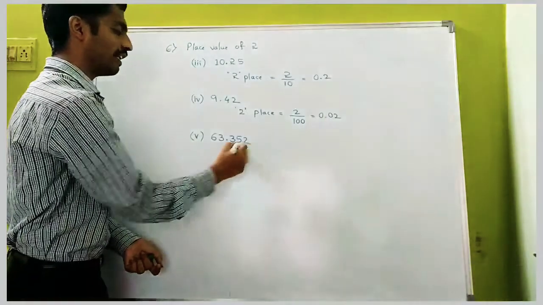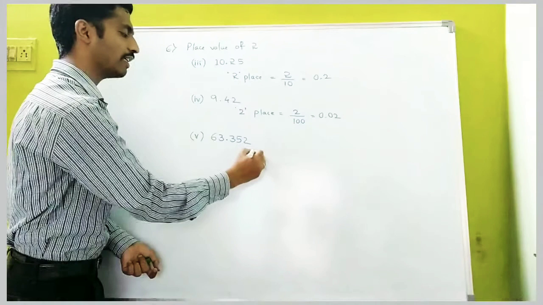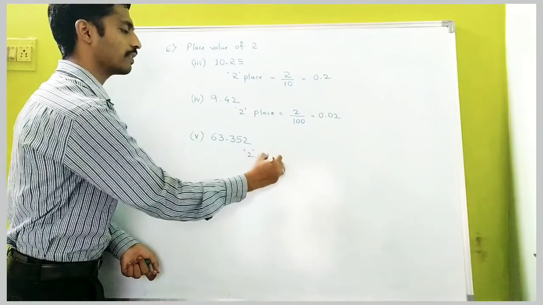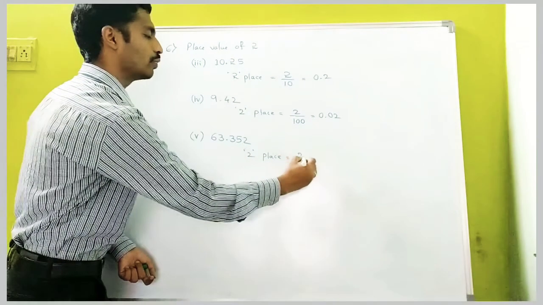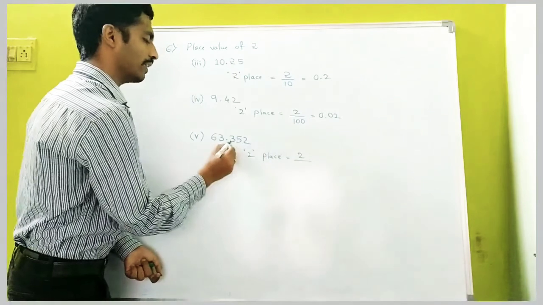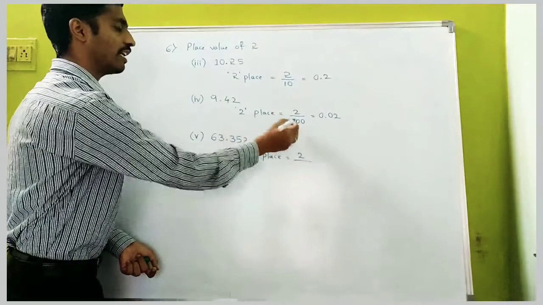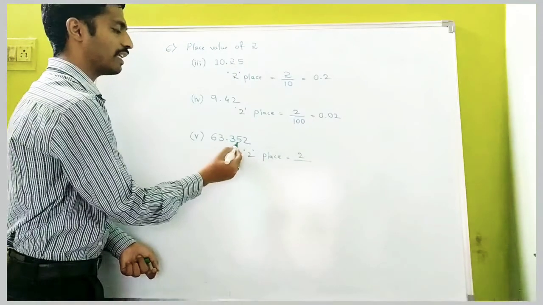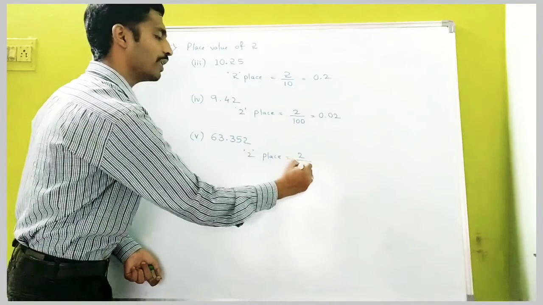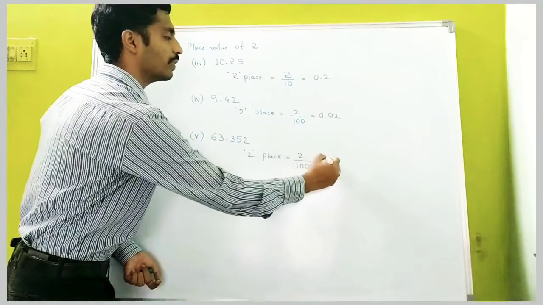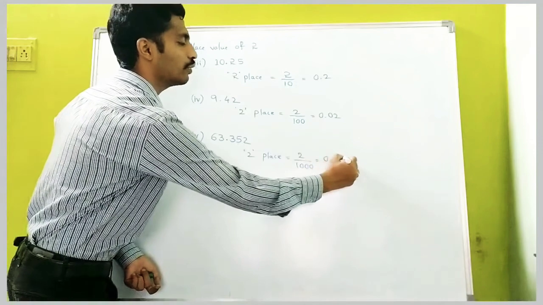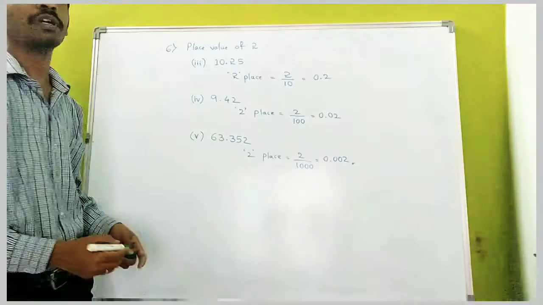Okay, now here 2's place is in the place of 100. So 2's place will be 2 by, see which place? Already 100 place over. See here tens, hundreds, thousand. So it will be in thousands place. So it means 0.002. So this is our answer.